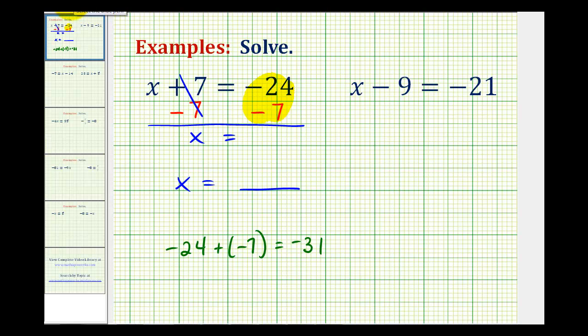So hopefully with some practice, we'll become more comfortable with subtracting these integers without having to rewrite them as addition problems. Negative 24 minus 7 is equal to negative 31. Therefore, x equals negative 31 is our solution.